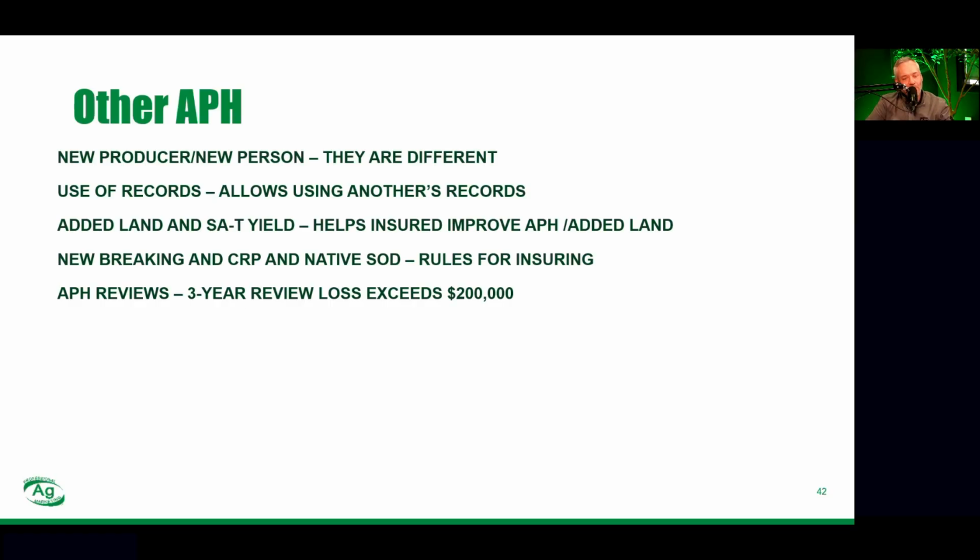One other thing is review process. So if we have a claim that exceeds $200,000, we are going to trigger a crop insurance review. The first thing they're going to review is your APH yields. What yields, what records do you have to support your guarantee that you're using? So that's why it's important to establish a good APH, but also make sure you maintain the records that support it.